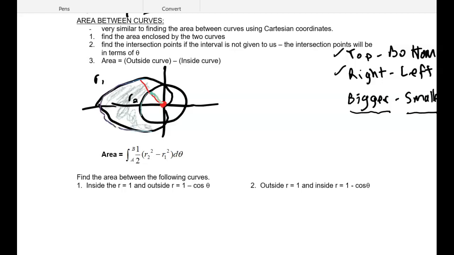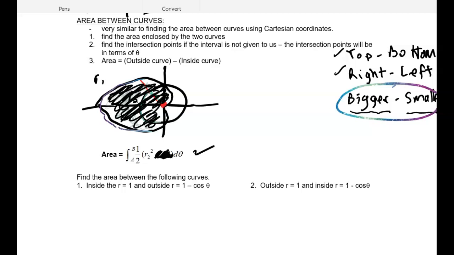minus this smaller one. So it's kind of different than what we would have done before, because now you're doing left minus right. So the big thing you have to understand is we're always doing bigger minus smaller. The outside curve has the bigger R value than your inside curve. When we do that, if you look down here at the formula, if I just did from whatever angle to whatever angle 1/2 r squared d theta like we would have done before, let's say it was this one, that would give us all of this.